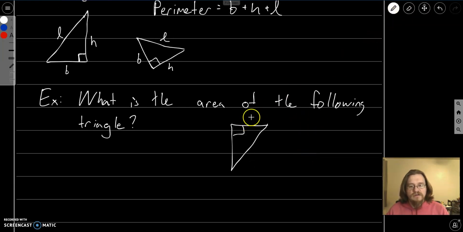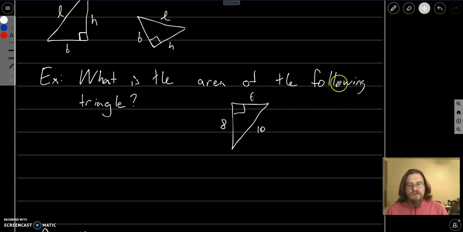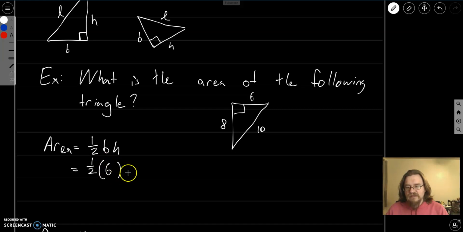So what's the area of the following triangle? Let's fill these in. How do we find the area of the triangle? Again, we've got our right triangle because we have a right angle. I'll take the area. It's going to be 1/2 the base times the height. The base and the height are going to be the 2 side lengths next to the right angle. It's going to be 6 and 8. So it's going to be 1/2 times 6 times 8. My B's look a lot like 6's, so I apologize for that. So 1/2 times 6 is 3, times 8 is 24.